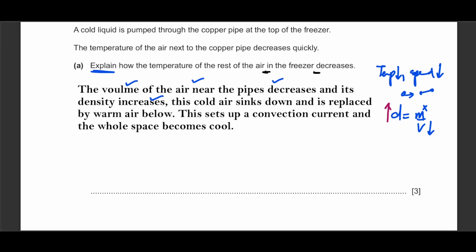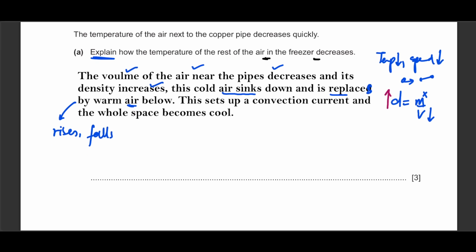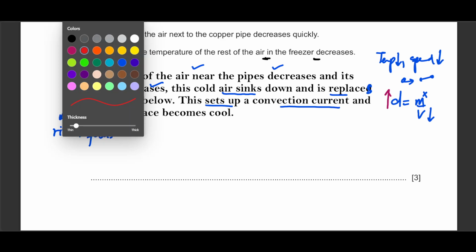The cold air sinks, that is important, and replaces the warm air below. This sets up a convection current and the whole space becomes cool. Also, if you would just add that the warm air rises and cool air falls, that would improve the answer even further. And writing down that the convection current is set up is also important.